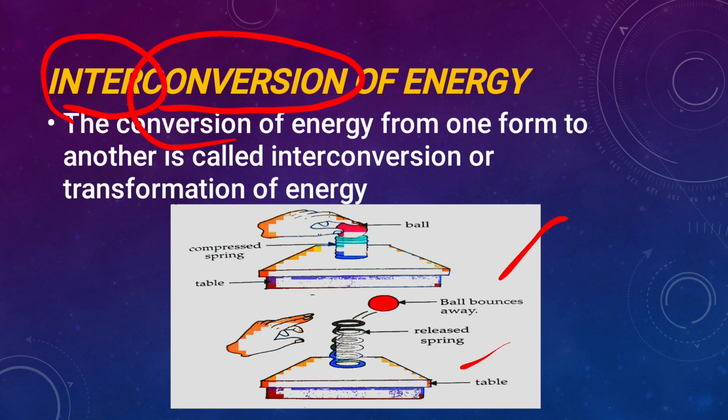This all comes under mechanical energy. So basically mechanical energy is the combination, or you can say consists of two kinds of energy, that is potential and kinetic. So when the body is at a certain height, it will possess potential energy, and if the body is in motion, it will have kinetic energy.